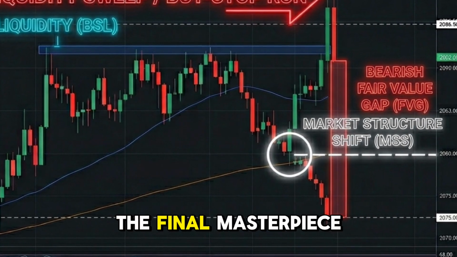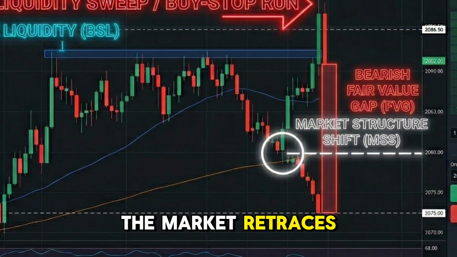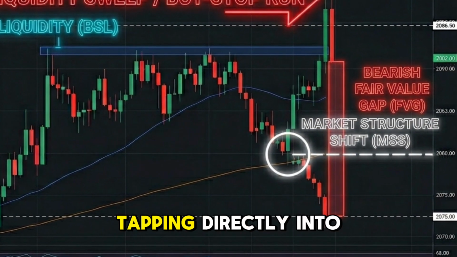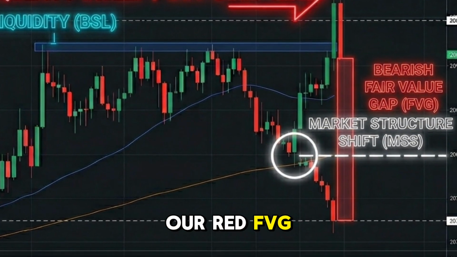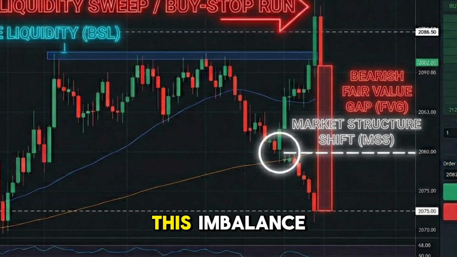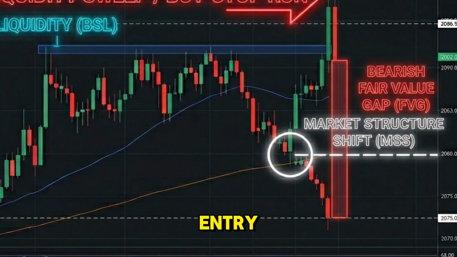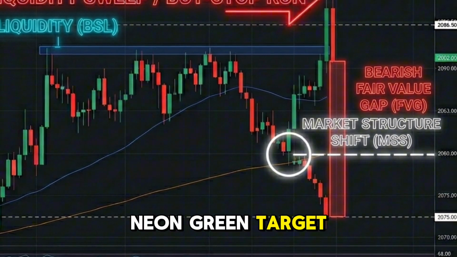Now, look at the final masterpiece in Image 5. Watch how beautifully the market retraces exactly back upward, tapping directly into our red FVG box. The exact fraction of a second that price touches this imbalance, we trigger our confirmed SMC short entry right inside this neon green target crosshair.